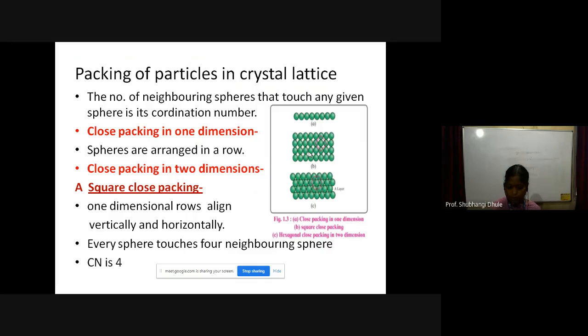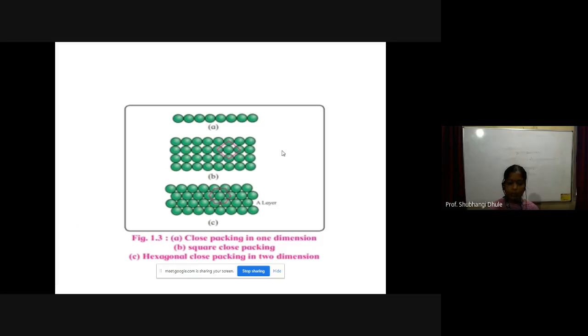Then we go to the next, hexagonal close packing, called C. That is the second way for two-dimensional packing. In hexagonal close packing, the first row is a horizontal row, and the second row is called B. This B row is different from the first row; the alignment of the second row is different from that of the first row.